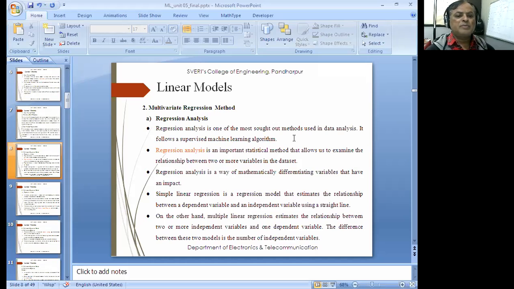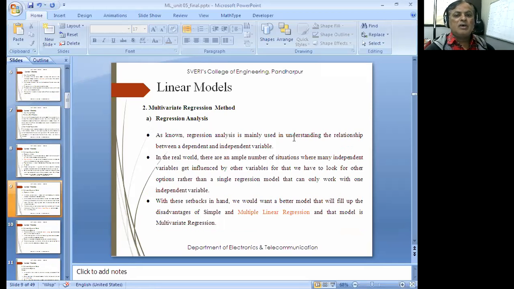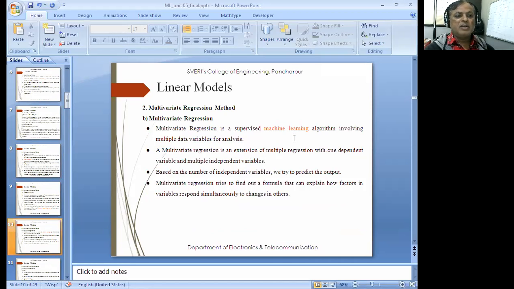We have seen that there are two types of regression analysis. One is simple linear regression analysis, which gives a relationship between dependent variables and independent variables using a straight line, whereas the other is called multiple linear regression, which gives a relationship between two or more independent variables and one dependent variable. So all these issues have to be sorted out. For that, we have one more model called the multivariate regression model. So this we have seen. In the next lecture, we will see the multivariate regression method.